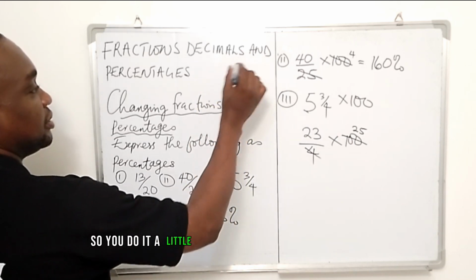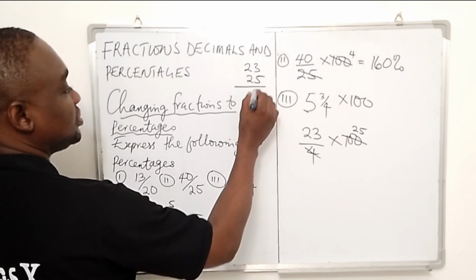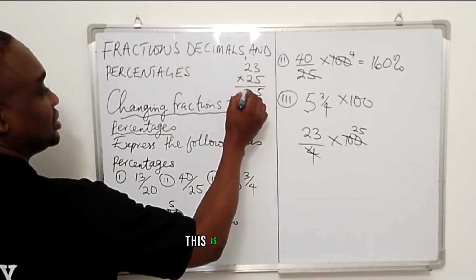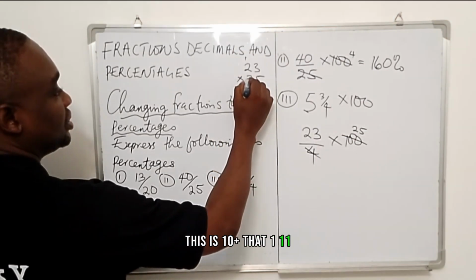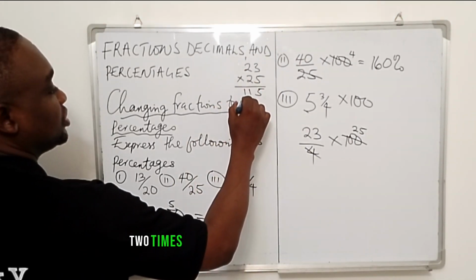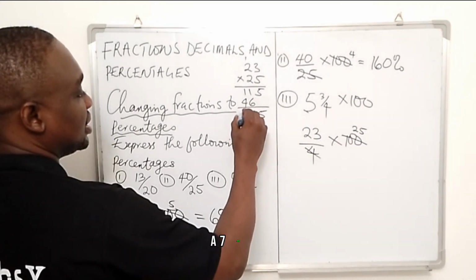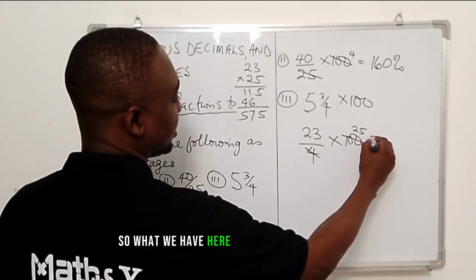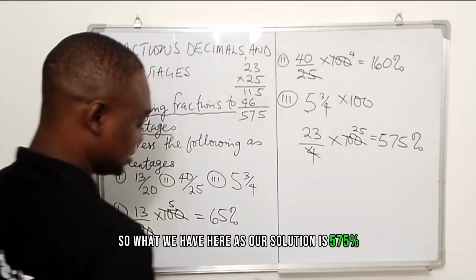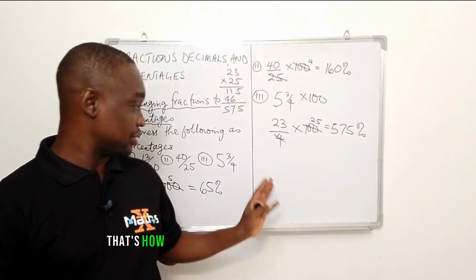So you do a little maths for yourself, which is 23 times 25. We are multiplying. 5 times 3 is 15, this is 5 carry 1. This is 10 plus that one, 11. 2 times 3 is 6. 2 times 2 is 4. So we have here a 5, a 7, and a 5. So what we have here as our solution is 575%, a pretty large percentage. So my dear students and viewers, that's how it's done.